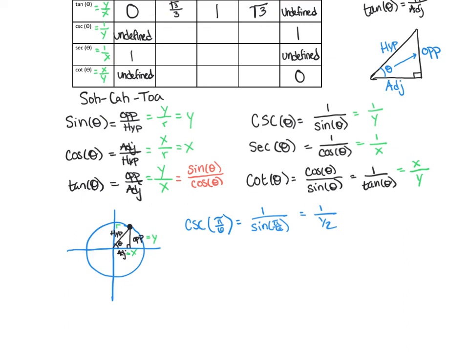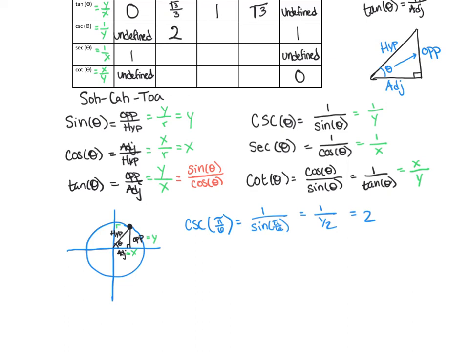So now that we're here at 1 over 1/2, you can write this the long way. You can multiply by the reciprocal, but also 1 over any number just flips it. So 1 over 1/2 becomes 2. So we can say that cosecant of pi over 6, if we go back to our table, is just 2.